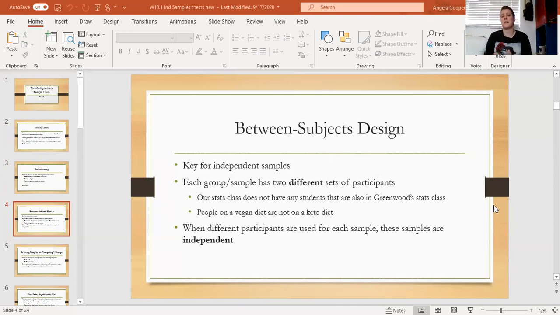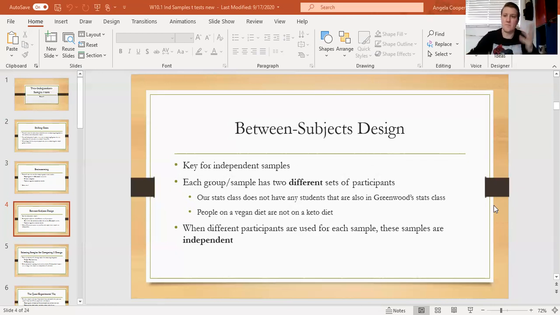But ultimately, people in these separate groups are not going to be overlapping. There's not going to be someone in our class as well as someone who's in Professor Greenwood's class. There's not going to be someone who does not eat any animal byproducts but also eats meat or keto stuff. But the people in these groups are completely different from each other. And that's also what makes them independent.